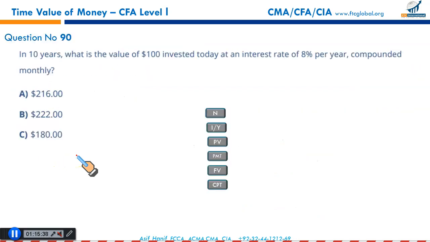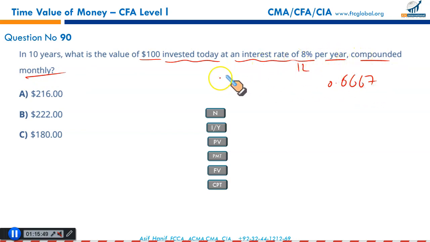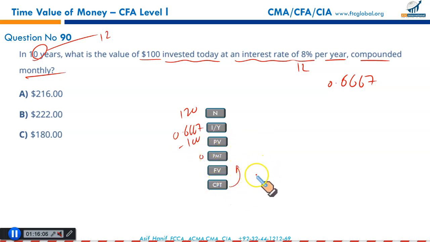And there we go. In 10 years, what is the value of $100 invested today at an interest rate of 8% per year compounded monthly? 8 by 12, we have memorized this, it's 0.6667. We're talking about how many years? You're talking about 10 years, 10 times 12, 120 periods. Interest rate 0.6667. Present value minus 100. That's the payment every period. What do we need? No regular payments. You need to calculate the future value. Plug in the numbers. Press CPT FV. You get 22196, and that gives you B as the correct option. And that's all.